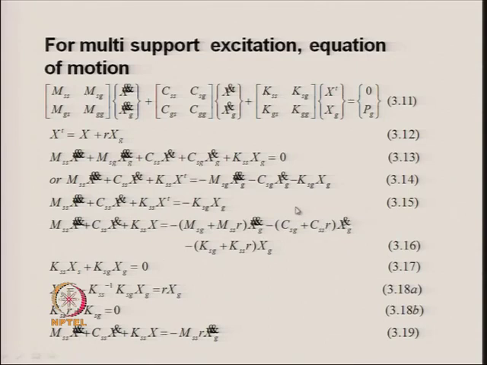However, it has been found that for a lightly damped system, CSG plus R into CSS turn out to be almost equal to 0, or their effect on the solution is very negligible. Therefore, the entire thing is assumed as 0. So far as the mass term is concerned, MSG is assumed as 0 as before, and therefore we have equation 3.19, where we write the equation of motion in terms of the relative displacement, relative velocity and relative acceleration of the structure. On the right-hand side you have minus MSS R into x double dot g.